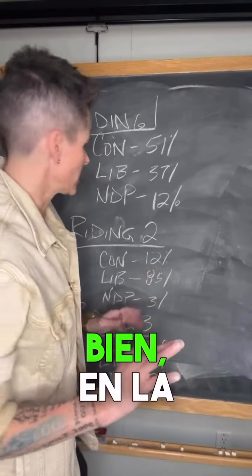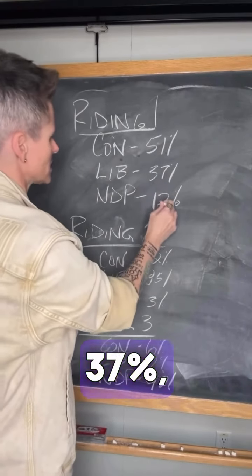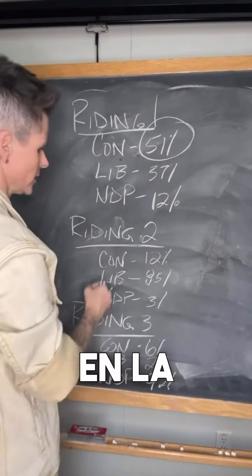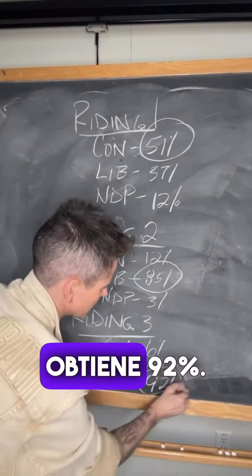The math, here we go. All right, riding number one, Conservatives get 51%, Liberals 37%, NDP 12% of the 150,000. Obviously, Conservatives win. Riding 2, Liberals get 85%. Riding 3, the NDP get 92%.